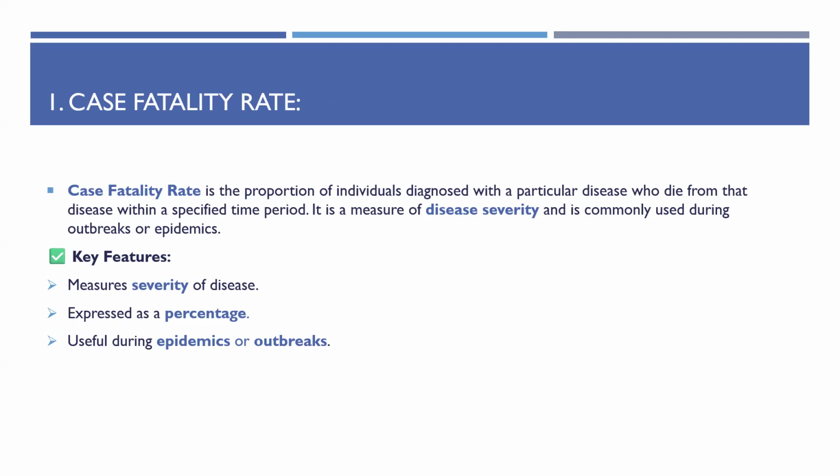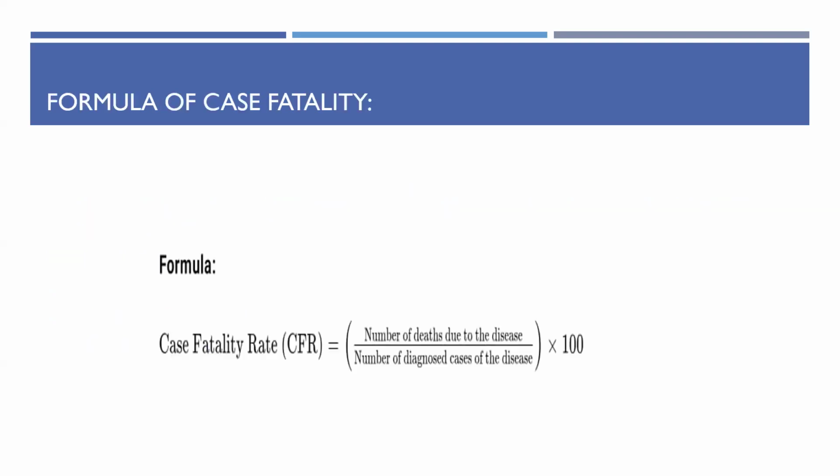Case fatality rate is the proportion of individuals diagnosed with a particular disease who die from that disease within a specific time period. It is a measure of disease severity and is commonly used during an outbreak or epidemic. Key features of case fatality rate are that it measures severity of the disease, is expressed in percentage, and is useful during epidemic and outbreak. The formula of case fatality rate is the number of deaths due to the disease divided by the number of diagnosed cases of the disease multiplied by 100.